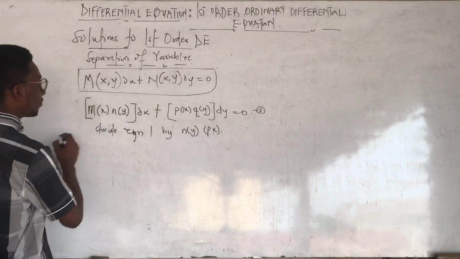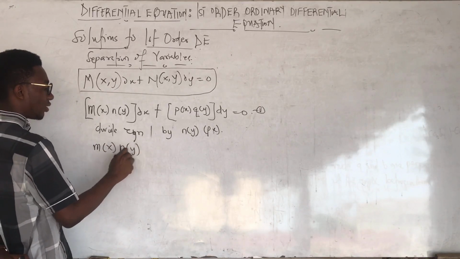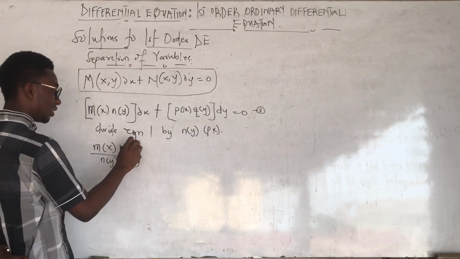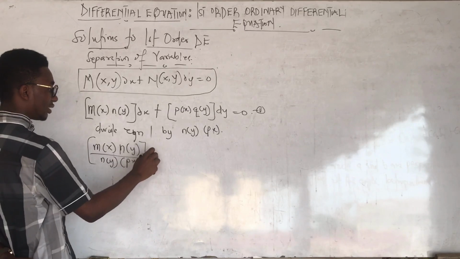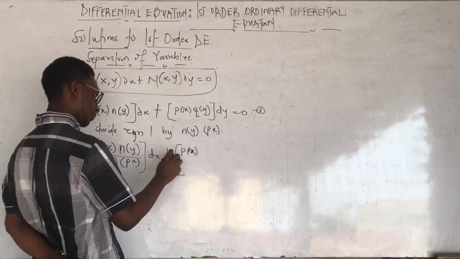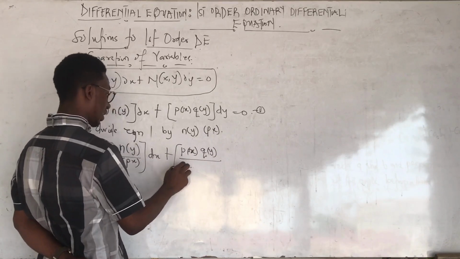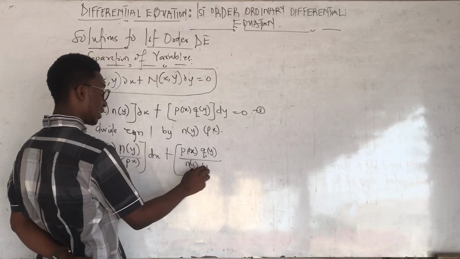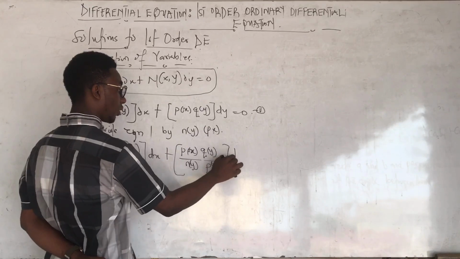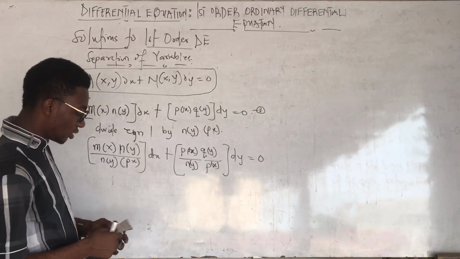Alright, so now you divide both sides. So you get m of x, n of y, all divided by n of y times p of x, dx, plus, in brackets, p of x, q of y all divided by n of y times p of x, dy is equal to 0. So now, when you do this division, what do we get over here?